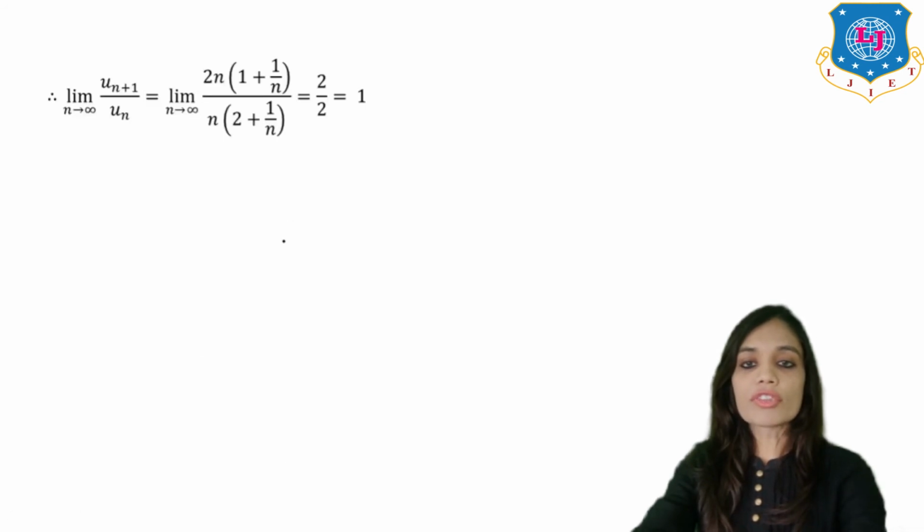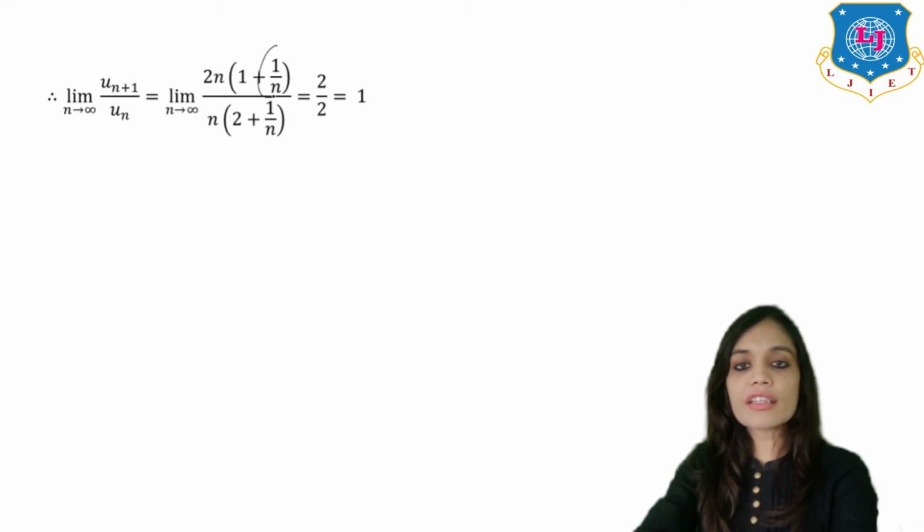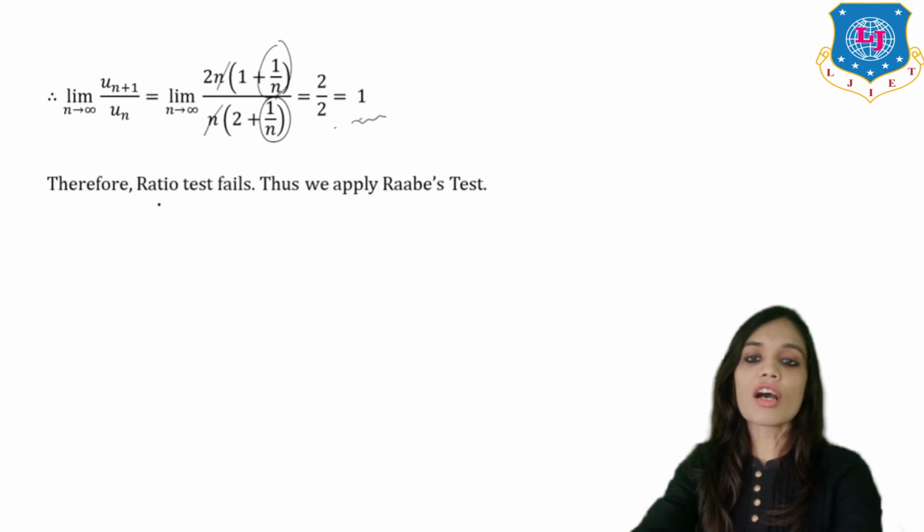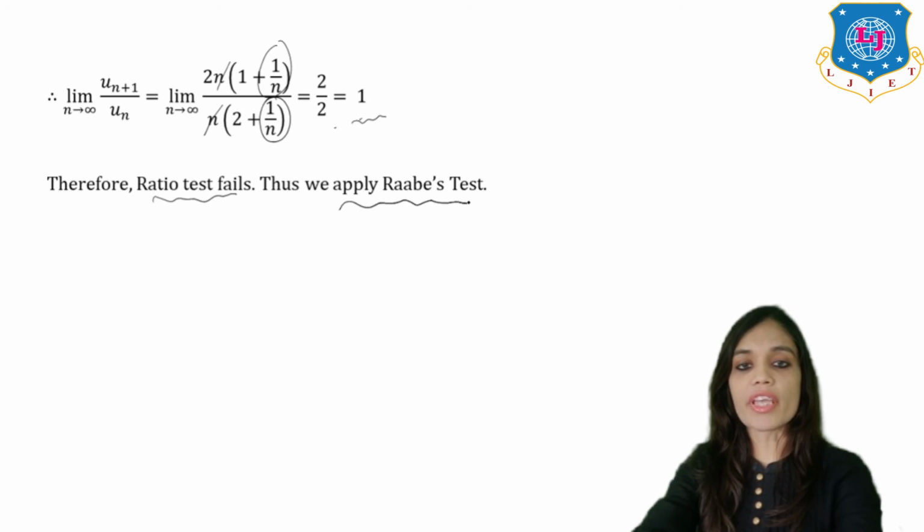Now we will take out n common from the numerator and denominator. So we will get limit n tends to infinity 2n times (1 plus 1 upon n) upon n times (2 plus 1 upon n). Again this limit will go to 0. Finally n gets cancelled out. So finally the answer of the limit will be equal to what? 2 upon 2. That will give us answer 1. So we can say that our ratio test fails. Thus we have to apply Raabe's test.